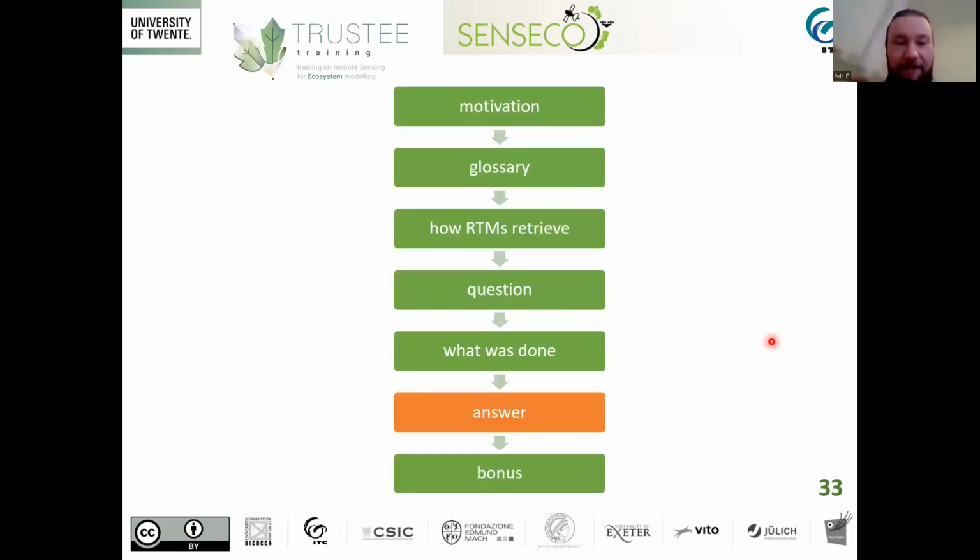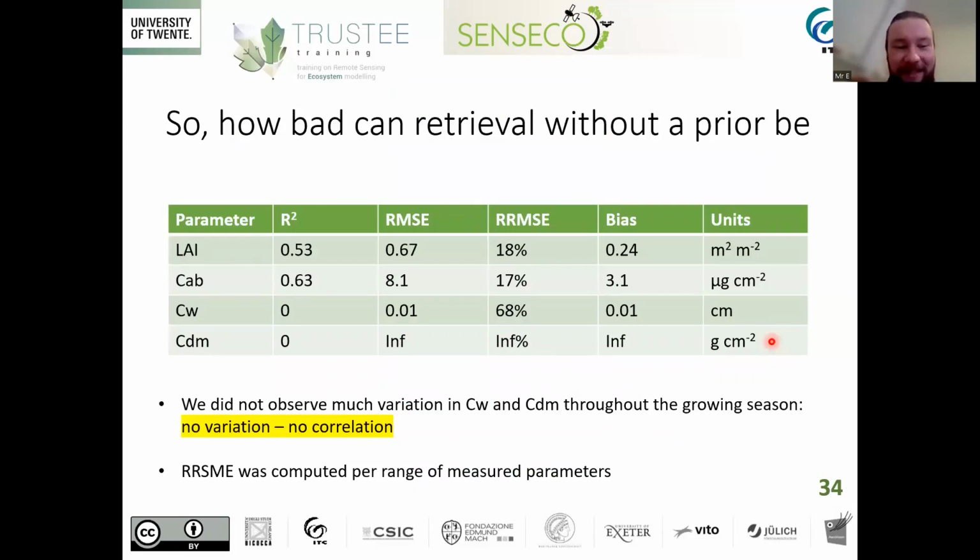So the answer is how bad the retrieval without prior can be. The retrieval, I think at the bottom line, can be 0.53 for LAI with an RMSE of around 20%, and 0.63 for chlorophyll, again with an RMSE around 70%. And we did not succeed in retrieving any water or dry matter from this time series. Maybe also because no variation, no correlation. We were not able to create variation in water content and dry matter, so we were not able to retrieve. We retrieved values that were basically point to point, so it's not proper. I think this is the main conclusion of the work.